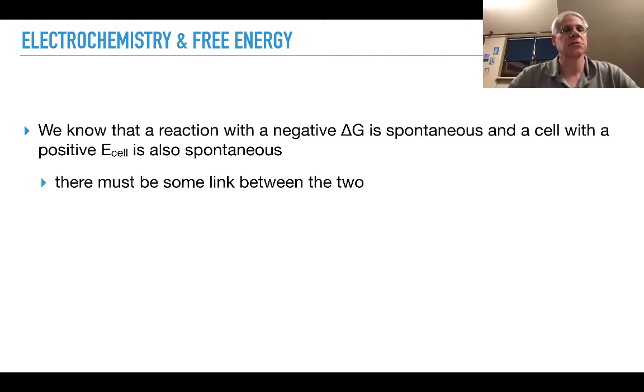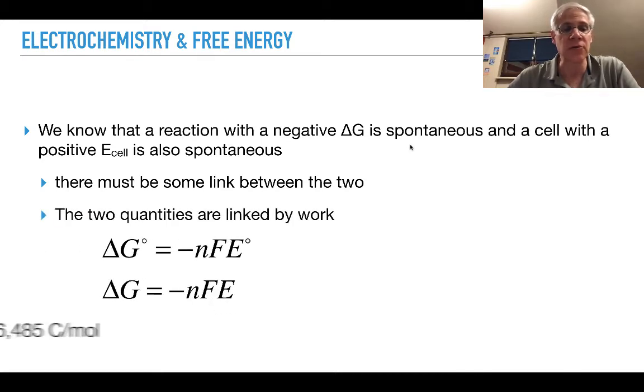So this next section starts looking at tying electrochemistry together with some of the principles we looked at in thermodynamics, specifically equilibrium and free energy. Let's look at free energy first. So we know that a reaction with a negative delta G is spontaneous, and a cell with a positive E0 cell is also spontaneous. And so there has to be some link between those two properties.